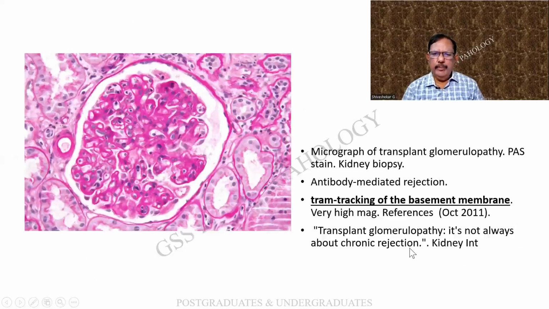This is again a beautiful picture that has been taken from the net. Here what they say is it is a PAS stain that is over here. And there is a wonderful reference. I would like you people to go to it if time permits. There is a tram tracking of the membrane. The basement membrane is thickened around the glomerular capillaries, and also you find that there is a tram tracking because of the deposition of the antigen-antibody complexes.